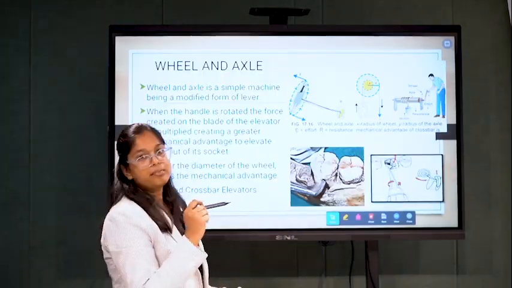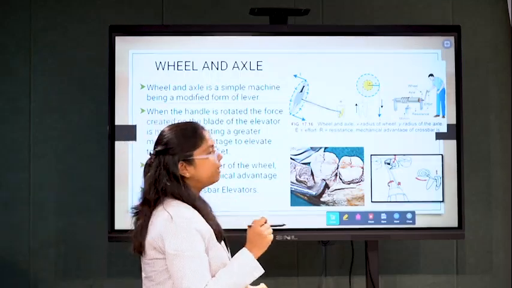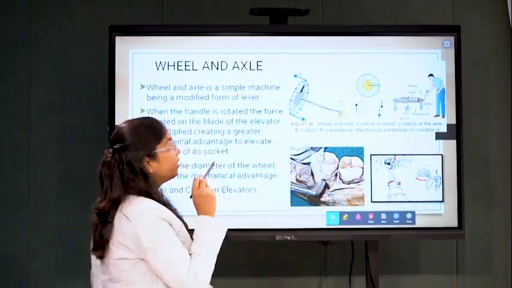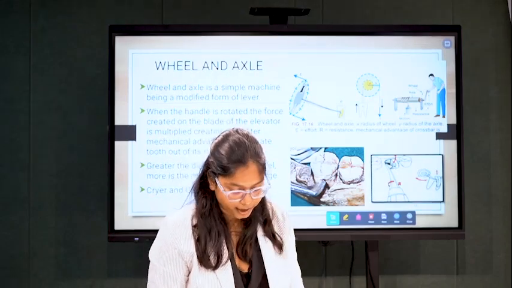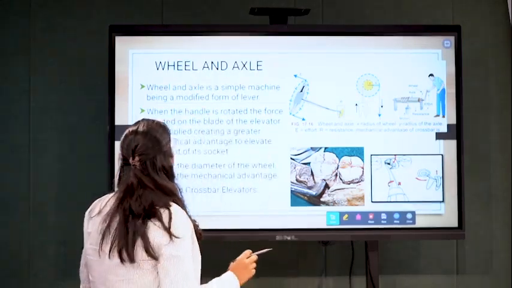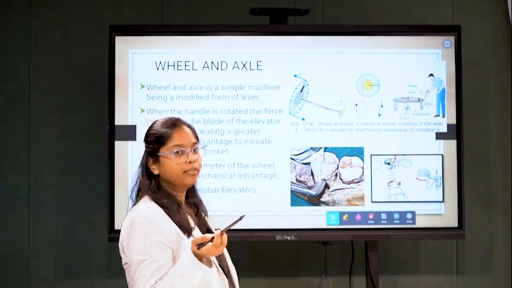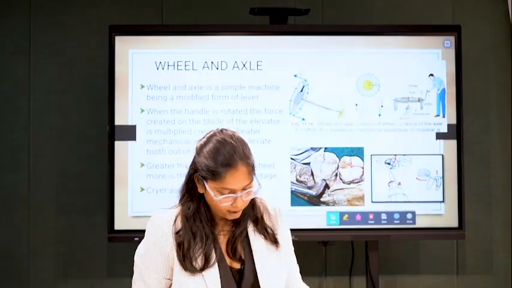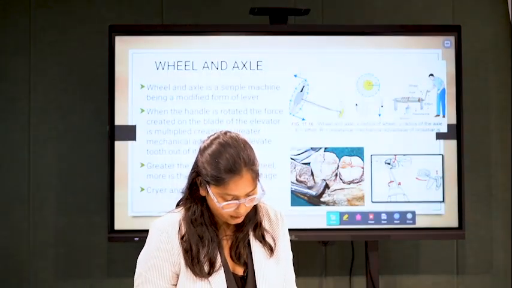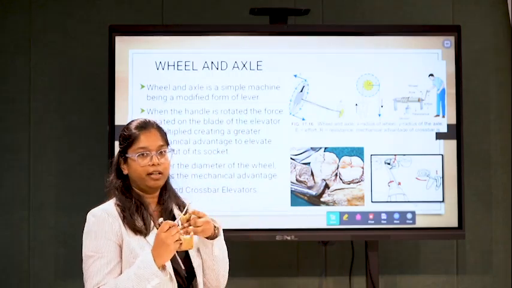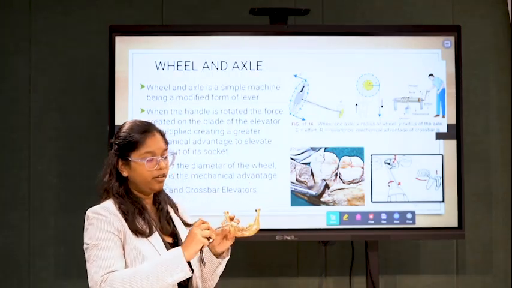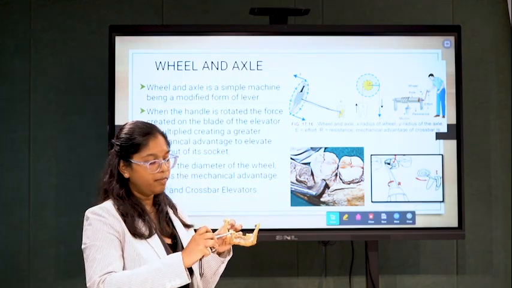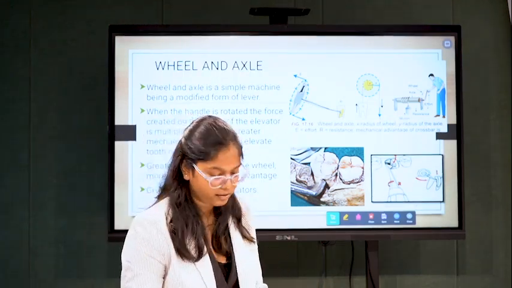And this is your last principle, the wheel and axle principle. The mechanical advantage is maximum with this principle, and the maximum amount of force is created using it. So it is the modified form of your lever. When your handle is rotated, the force will be generated at the working end, which will help you with the exodontia, with the extraction.